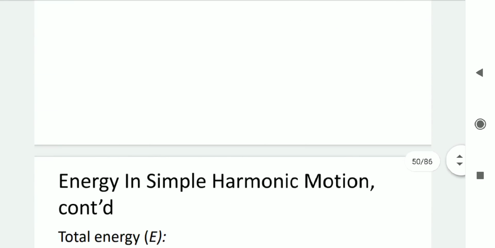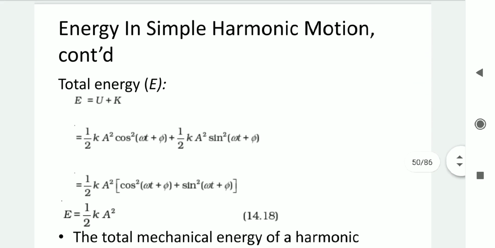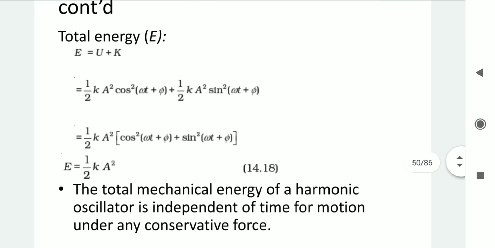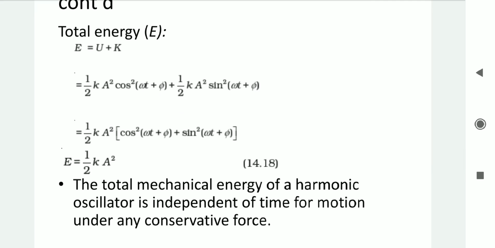So while we are combining potential energy and kinetic energy to get the total mechanical energy of the particle or object, we will get total energy E equal to U plus K, potential energy plus kinetic energy. Let us substitute the derived equations for potential energy and kinetic energy over here. That is 1/2 k A square cos square(omega t plus phi), the potential energy, and 1/2 k A square sin square(omega t plus phi), the kinetic energy. And solving it, we get total mechanical energy E equal to 1/2 k A square.